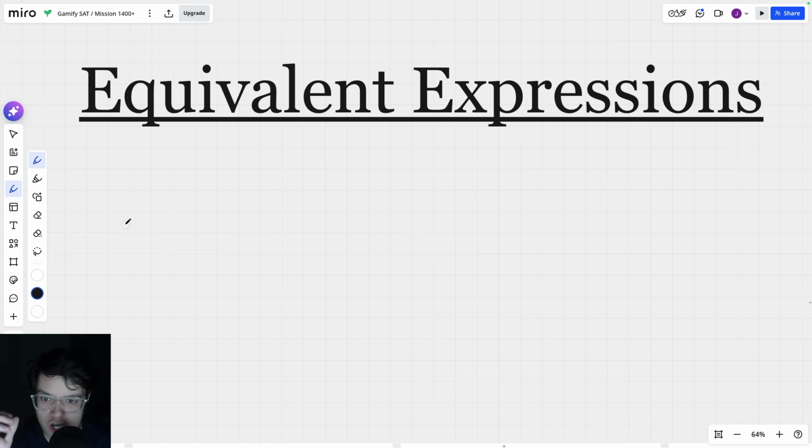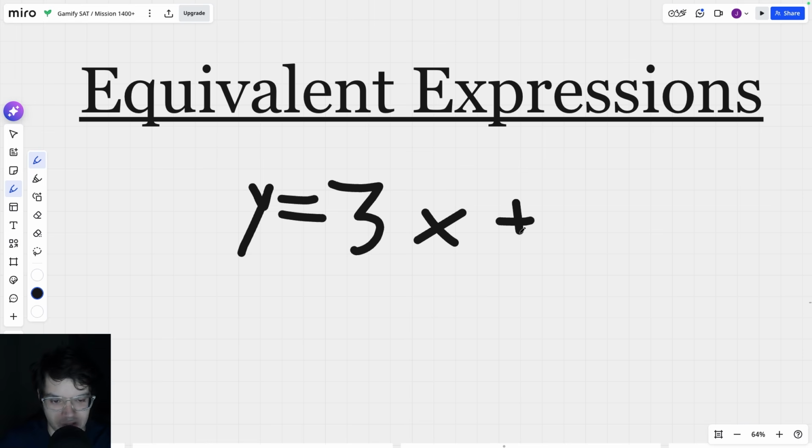So the next major topic that we have here is known as equivalent expressions. The way to think about this is that I've talked a lot so far about these different functions. For example, I've said stuff like y equals 3x plus 7. This is just, for some reason, a function I love talking about. I use this as an example pretty much every single time.